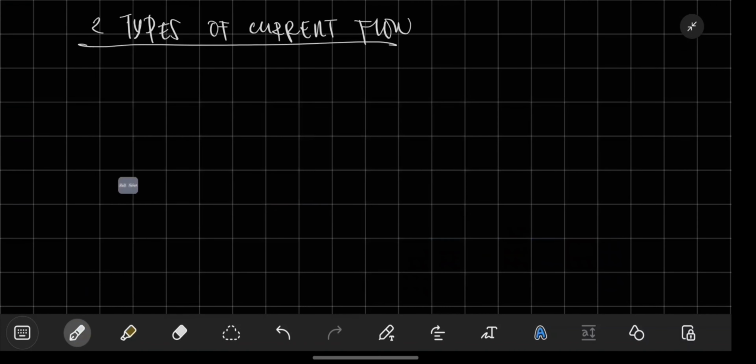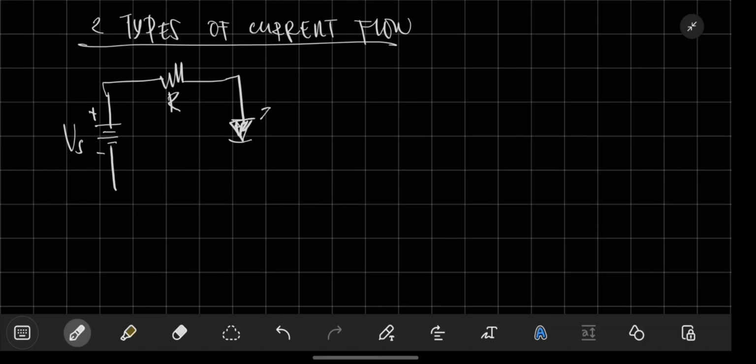Suppose we have here a series circuit which has a DC voltage source, which is called Vs, which has also a positive and negative terminal. And then we have also here a resistor which is R, and we have here also a load. LED na lang ilagay natin. So this is a series connection of Vs, R, and LED. Suppose we want to know the total current here, which is called IT.